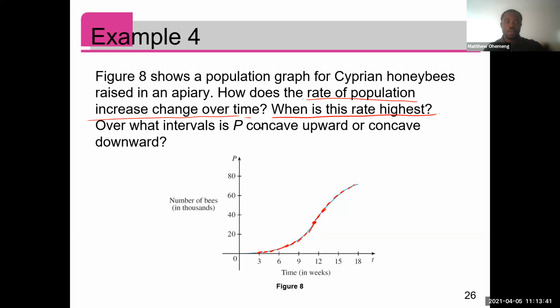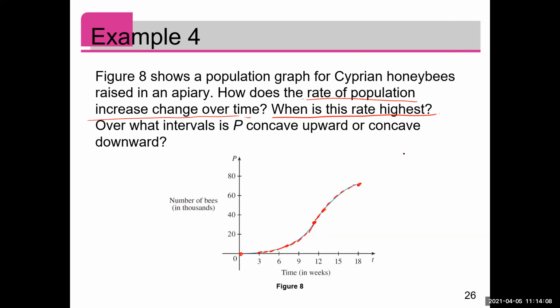Now the question is, on what intervals is P concave upward, and on what intervals is the curve concave downward? So don't forget that the curve starts from, let's say, 0 to 18, right? So what do you think? Anybody? Where is it concave upward and where is it concave downward?